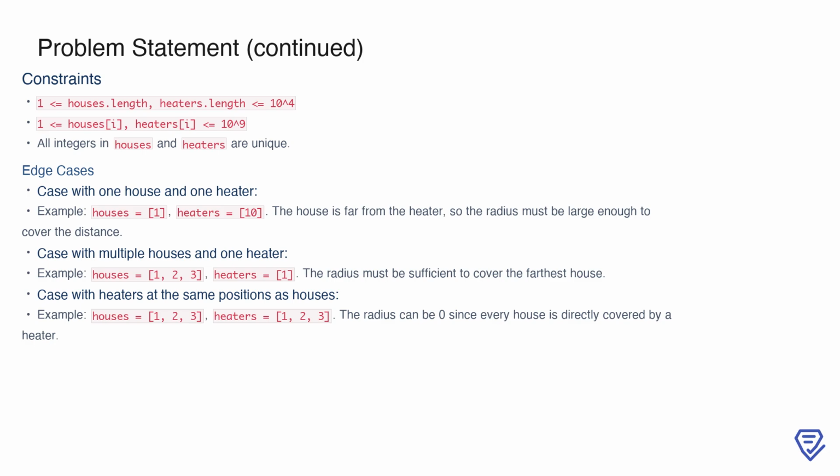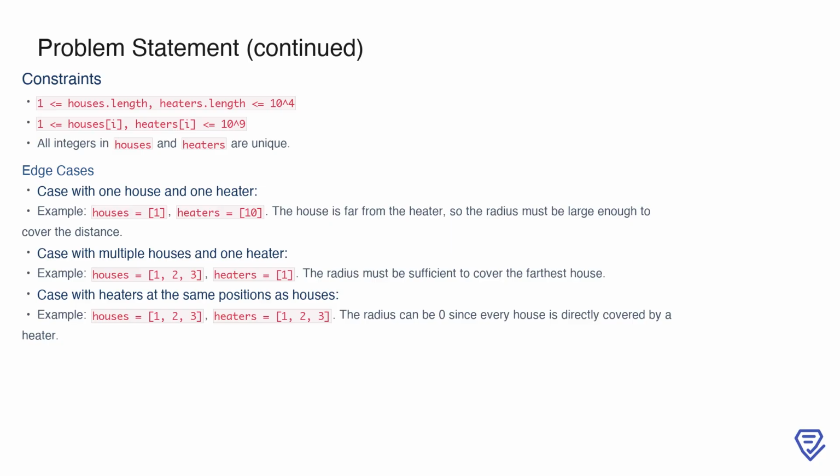Finally, let's go over the constraints and some edge cases. The constraints specify that the number of houses and heaters can go up to 10,000, and their positions can be as large as 1 billion. Each position is unique, so you won't have overlapping houses or heaters.